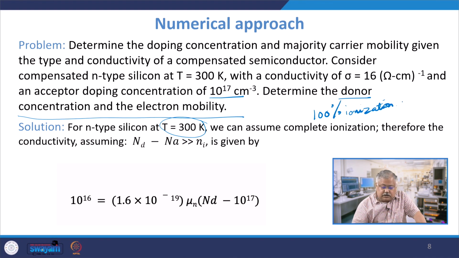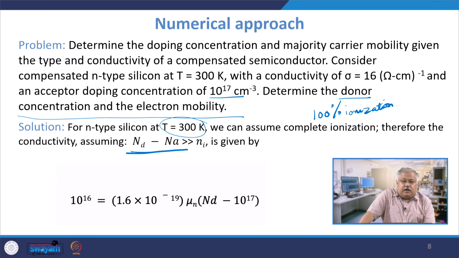You have 100% ionization, and therefore Nd minus Na will be much larger as compared to Ni. Why? Because since it is a compensated semiconductor, you will not have Nd now, you will have Nd minus Na. Initially you said 100 amount of dopant species, then you put 50 amount of acceptor species. So the effective number of electrons will be 100 minus 50, which is 50. Assuming 100% ionization, this is still much larger as compared to Ni.